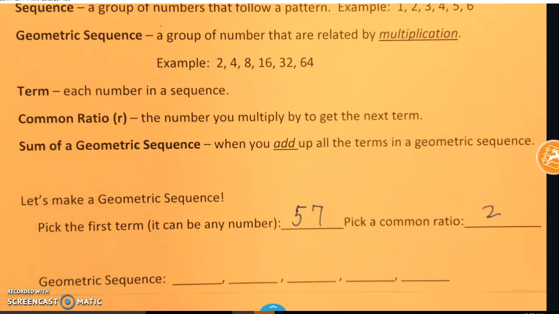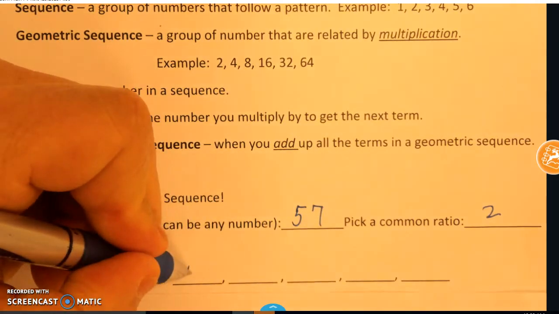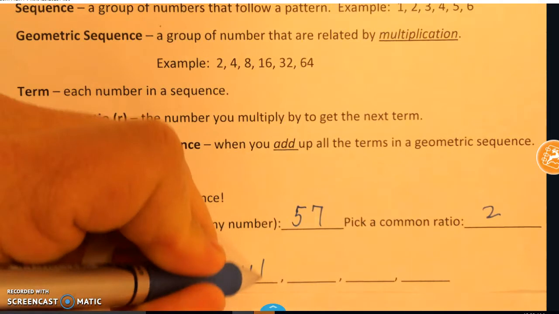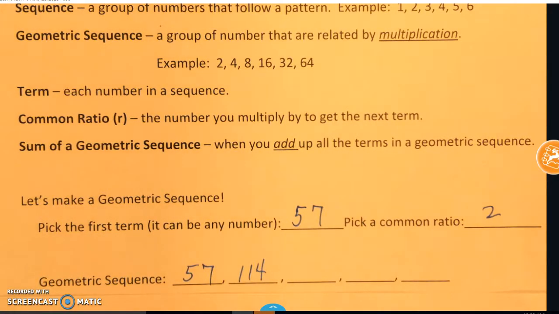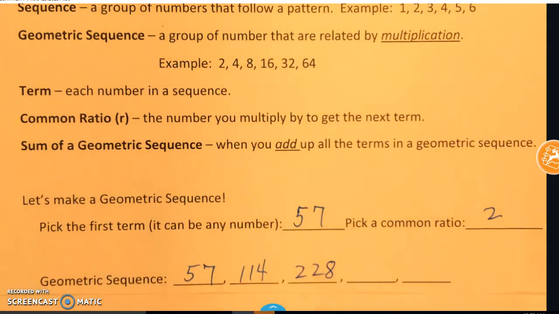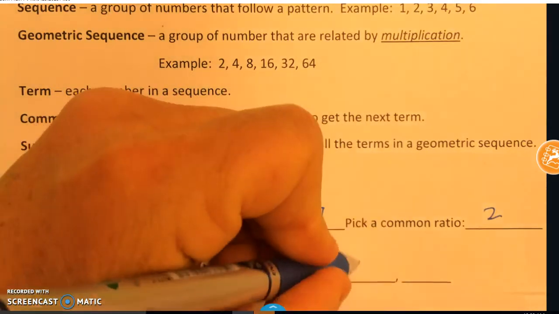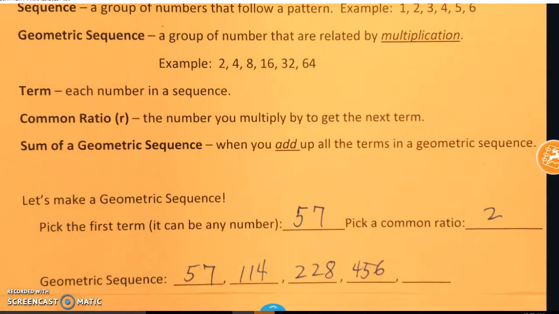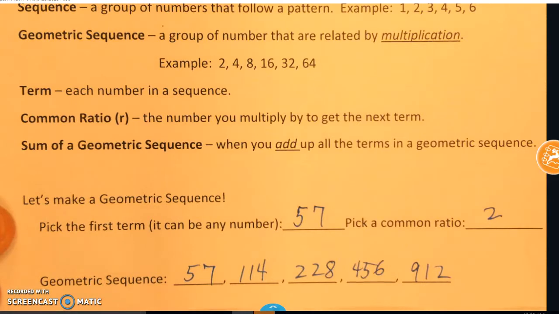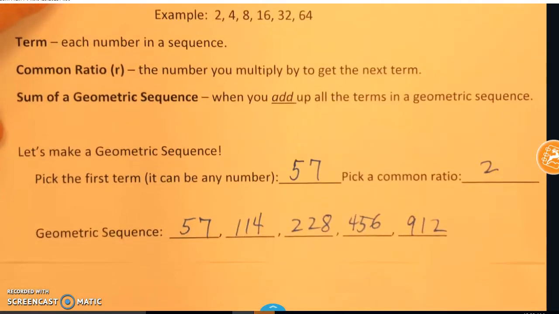Now, when we write out our sequence, the first number is 57. Now I multiply 57 by 2, that's 114. Now I multiply 114 by 2, that's 228. I multiply 228 by 2, I get 456. If I multiply 456 by 2, I get 912. Now, spend a minute, find your geometric sequence, and remember this page is meant to stay in your notes, so keep it nice and clean, and when we're done we will go ahead and glue them in your notebook.